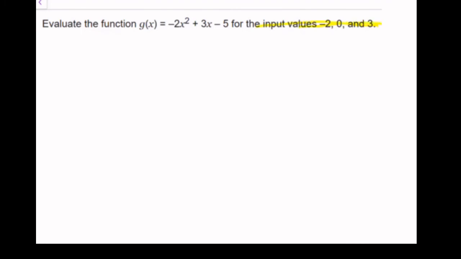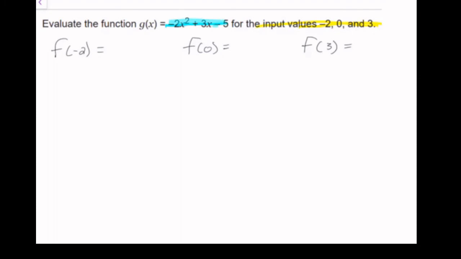Now let's evaluate this quadratic function. g of x equals negative 2x squared plus 3x minus 5. We're going to evaluate for the input values of negative 2, 0, and 3. So in a sense, we're going to have to do 3 separate problems: g of negative 2, g of 0, and g of 3.